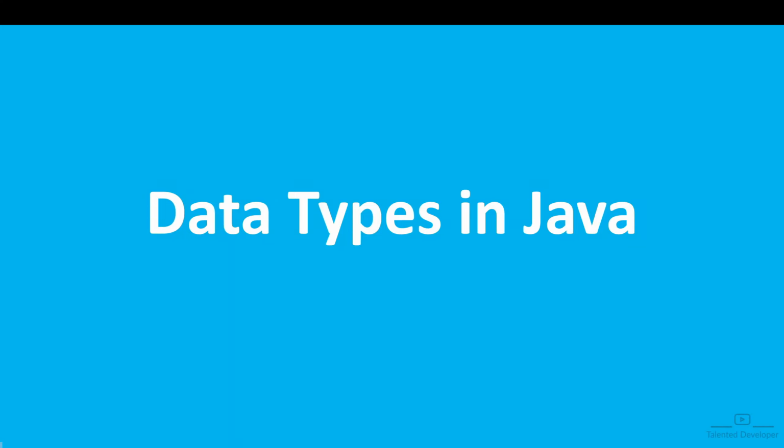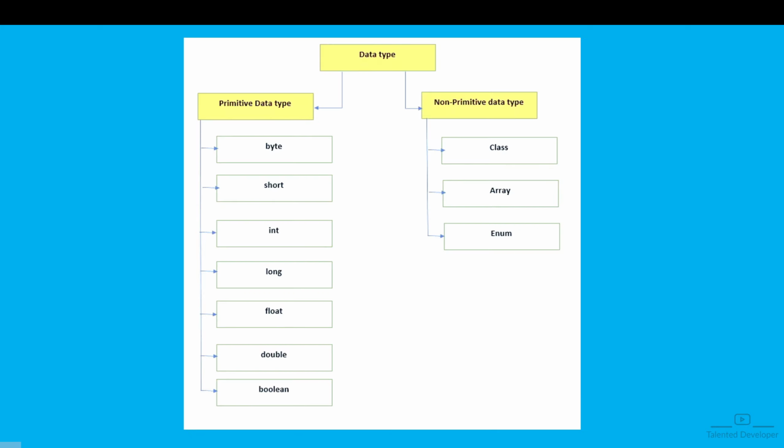Welcome back. In this video, we are going to discuss data types. If you remember, in the last video we learned how to create a variable, and we used int as a data type. So how many types of data are there? Generally we have two data types. The first one is called primitive data type and the second one is called non-primitive data type.